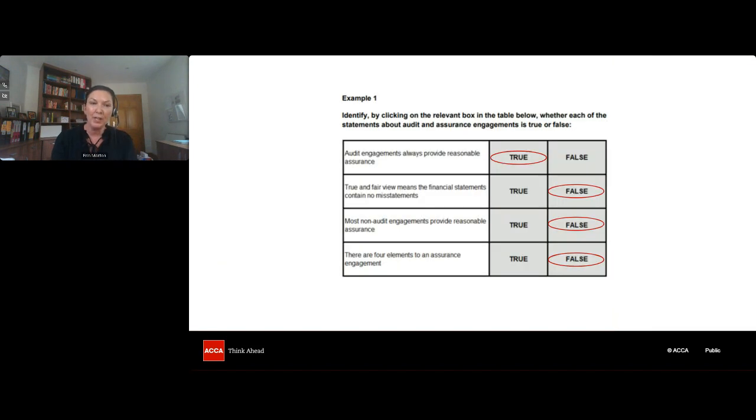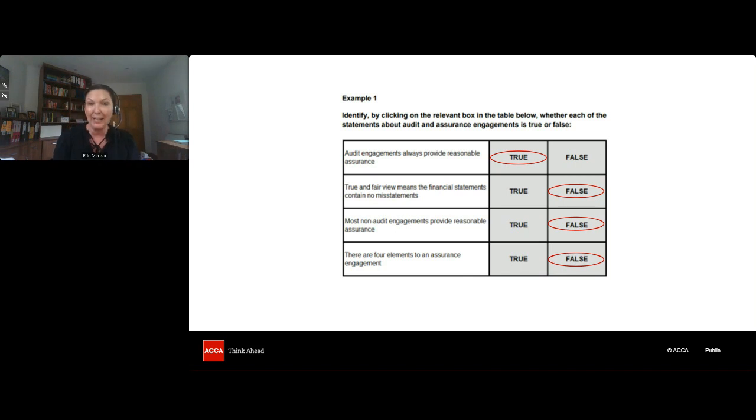So the first question was a select question, so you had to fill in the gaps. It says identify by clicking on the relevant box in the table below whether each of the statements about audit and assurance engagements is true or false. So this is looking at all assurance engagements that you could possibly get involved with as an audit firm. So the first one, audit engagements always provide reasonable assurance. As an audit engagement, yes, they do.